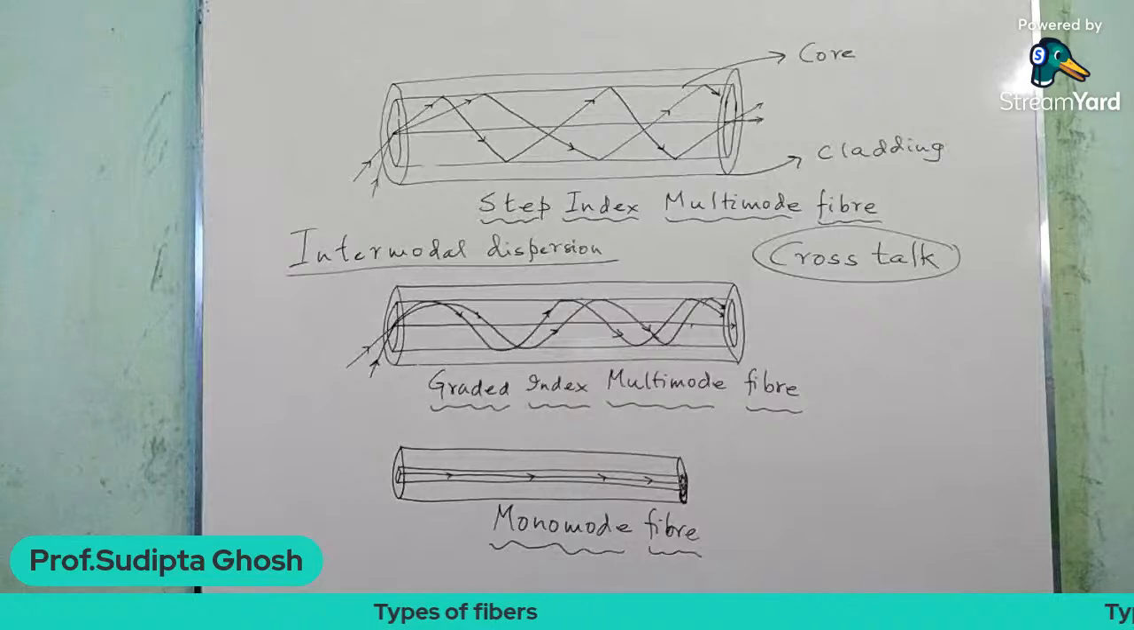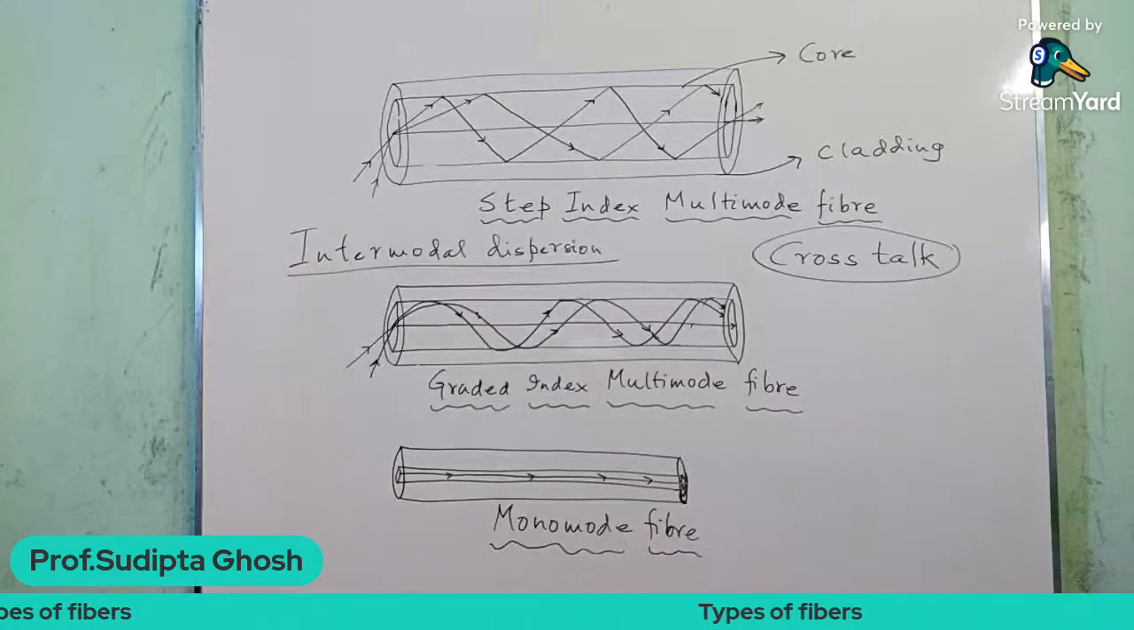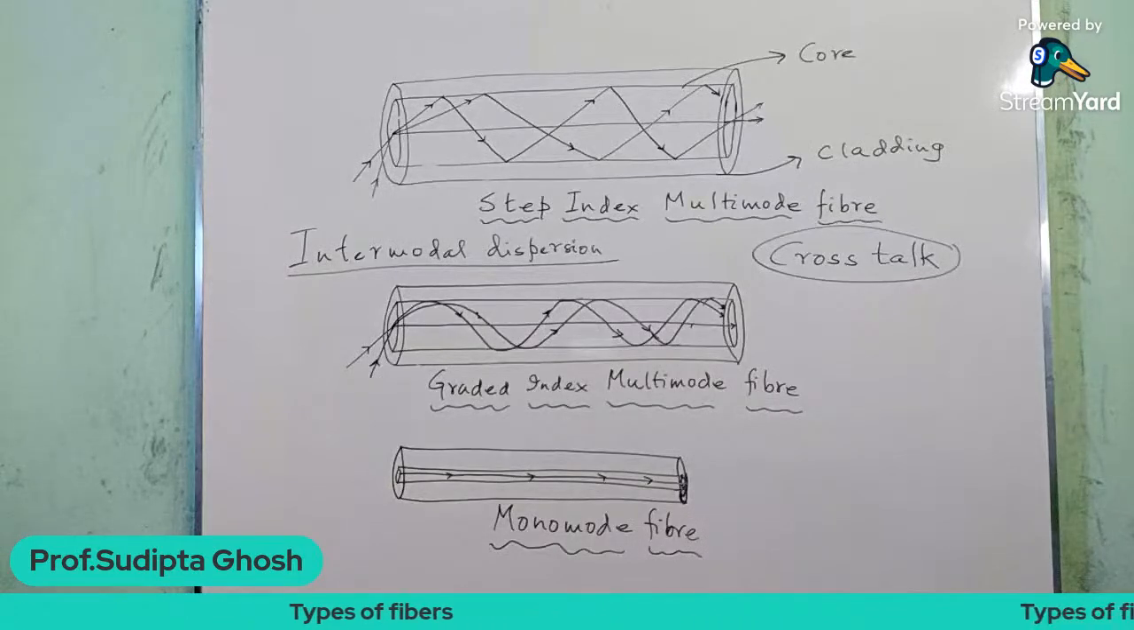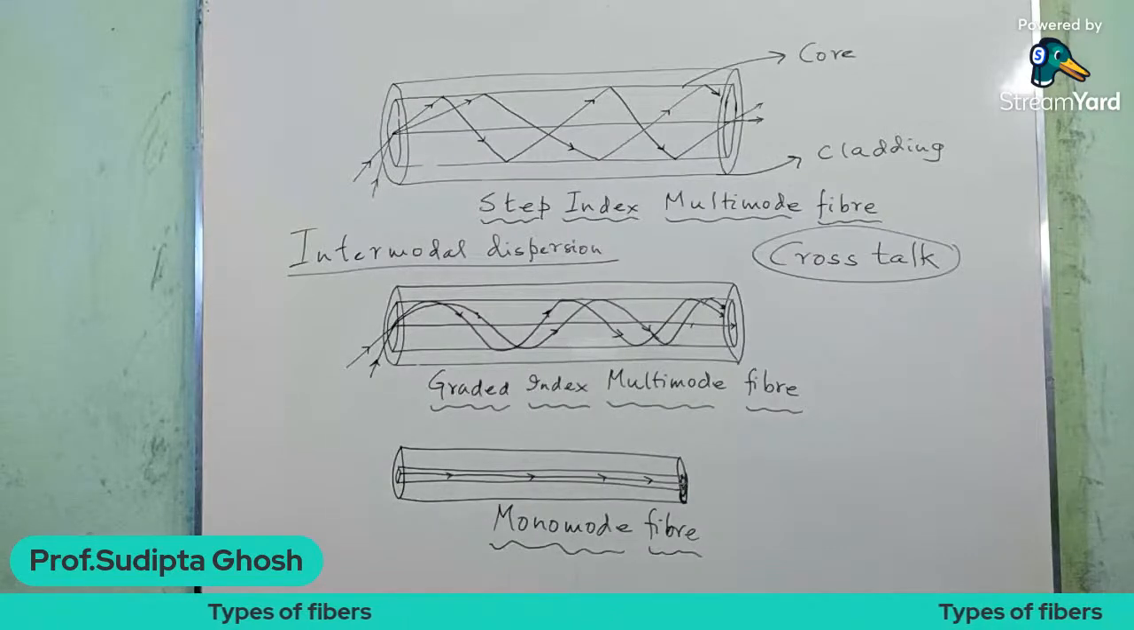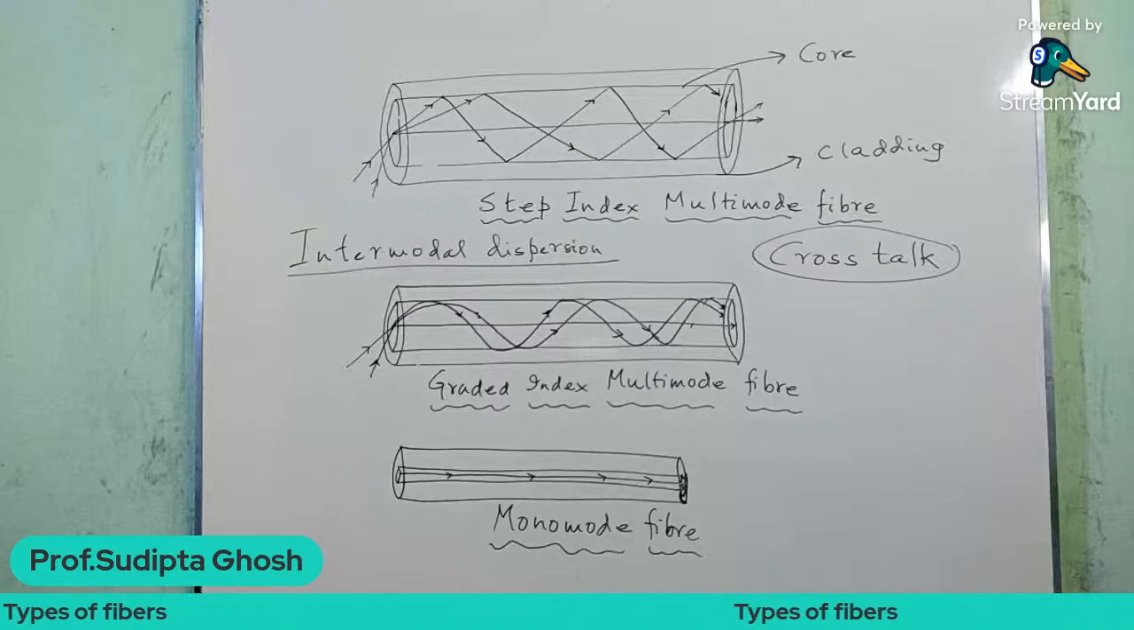So in this part I have talked about the different types of fibers. What is an optical fiber? Some different types of optical fiber. What are their uses? The advantages as well as the disadvantages of an optical fiber.